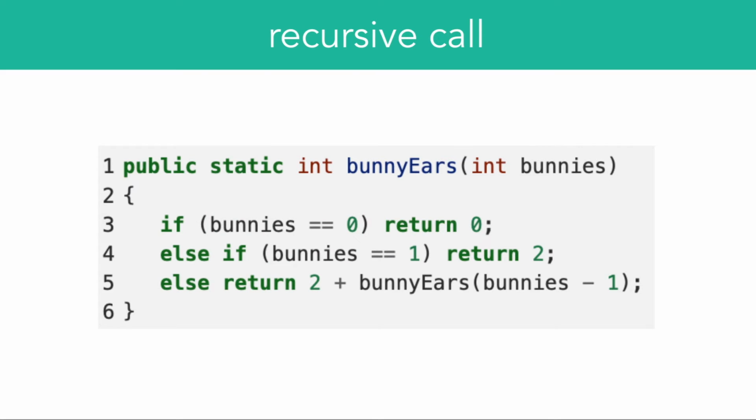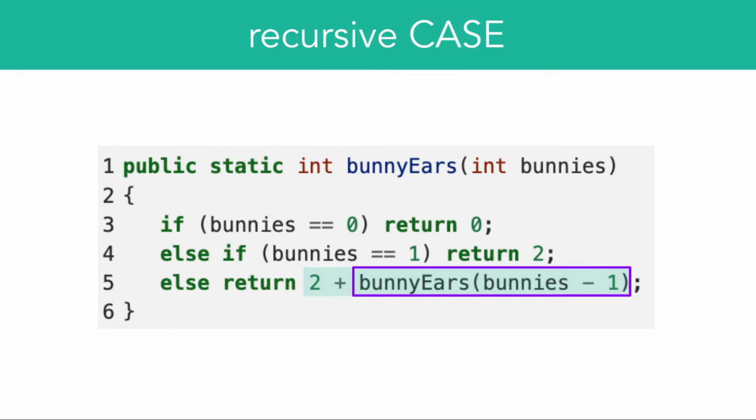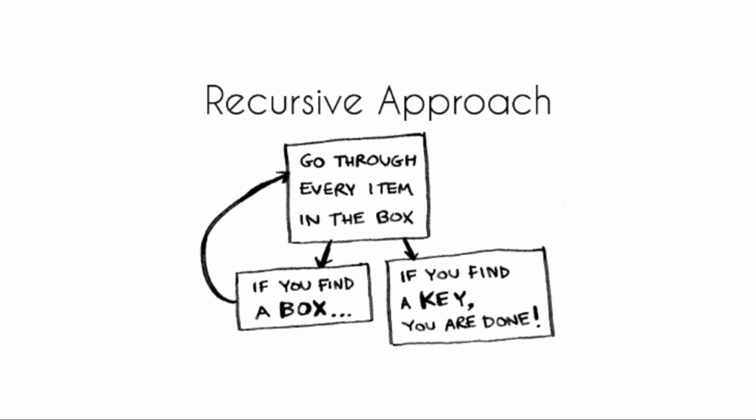Where's the recursive call in this code? On line 5, where the method bunny ears is being called. The recursive case contains the recursive call. In this scenario, what might you consider the base case? What about the recursive call? Here's your base case. Here's your recursive call.